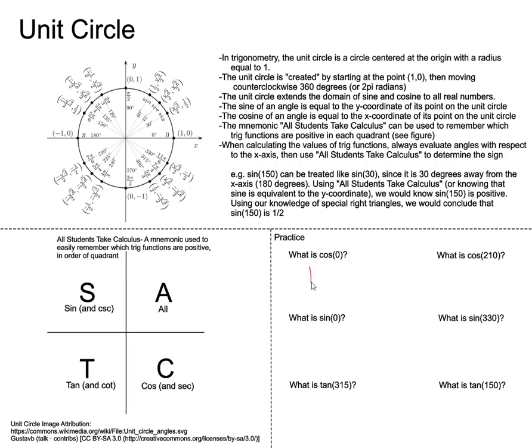What is the cosine of 210 degrees? So I'm going to draw our coordinate plane here. And we'd be going 210 degrees. So 90 degrees, 180 degrees, and then an additional 30 degrees. So that'll take us to about here. We'll draw out a triangle.